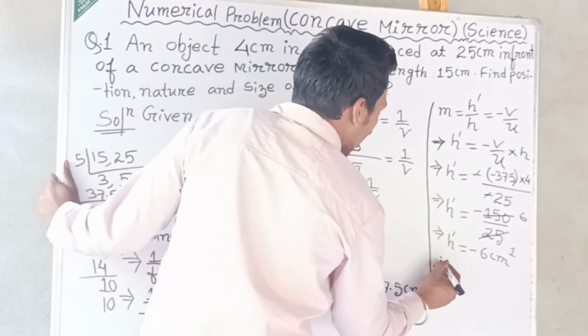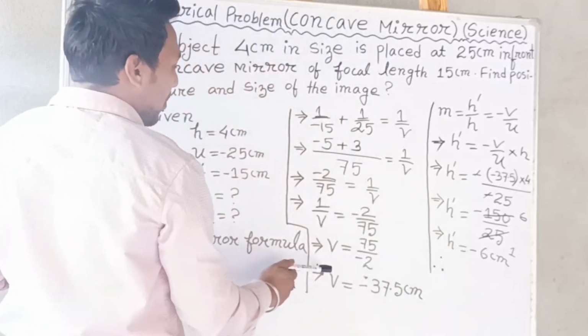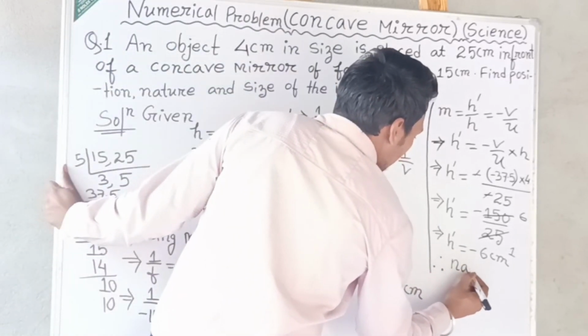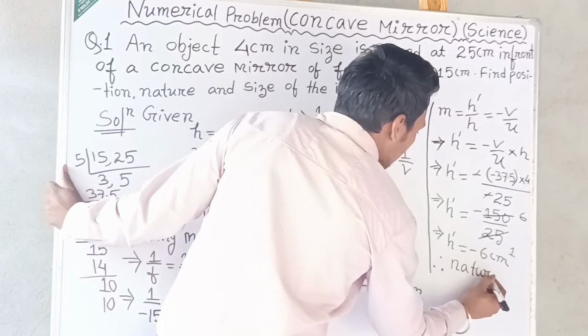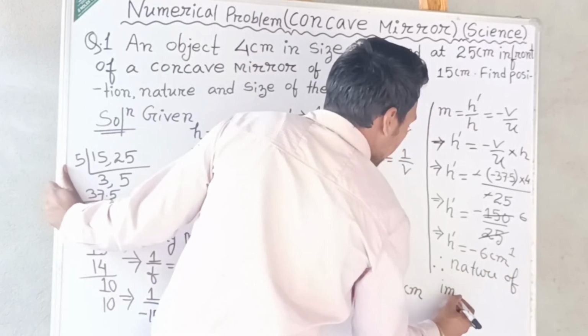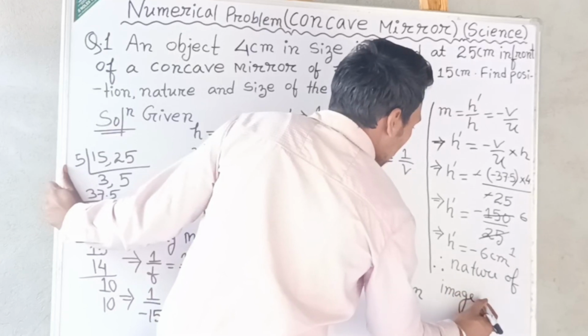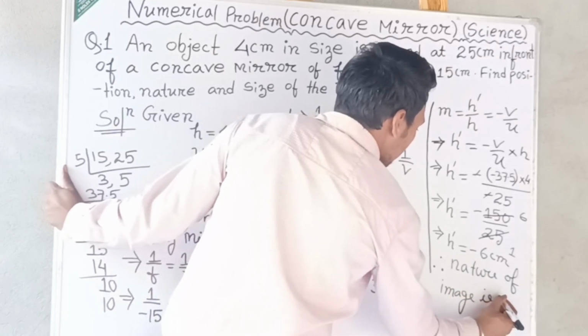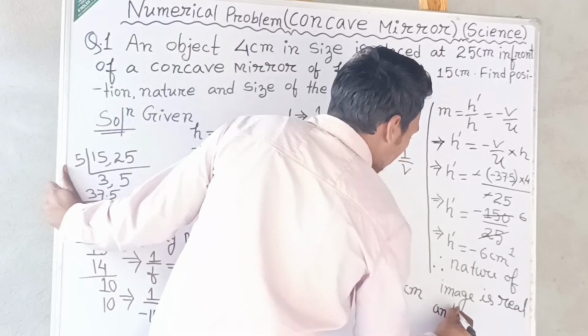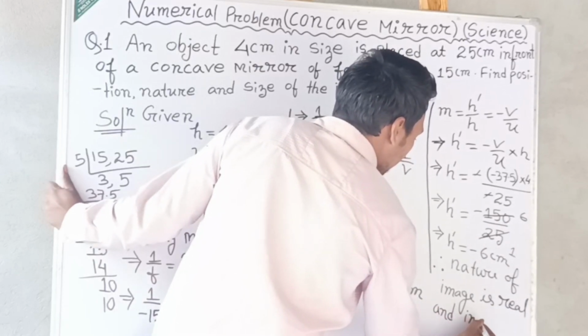So at last now I'll write the nature. As I told you before, if the v value is a negative answer, then the nature of the image is real. Therefore the nature of the image is real. And we know real images are always inverted. So right here inverted.